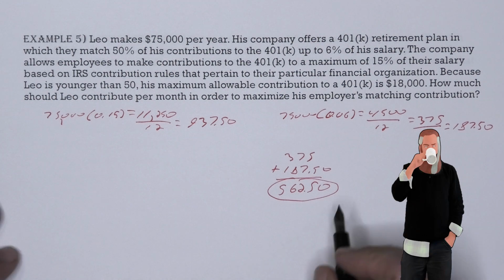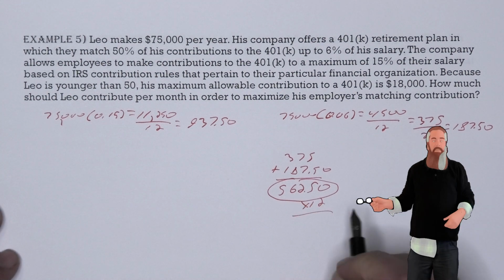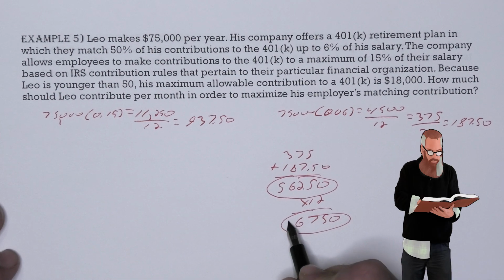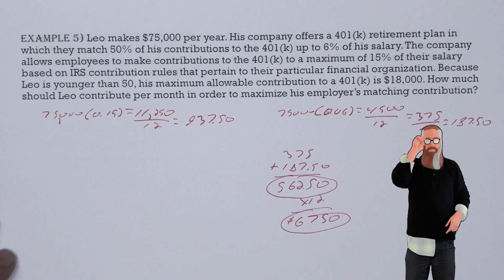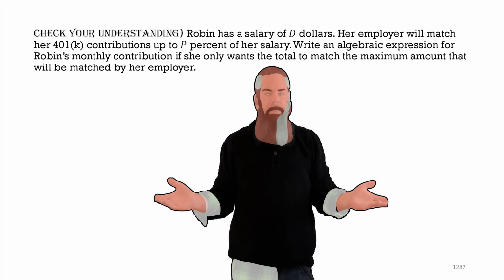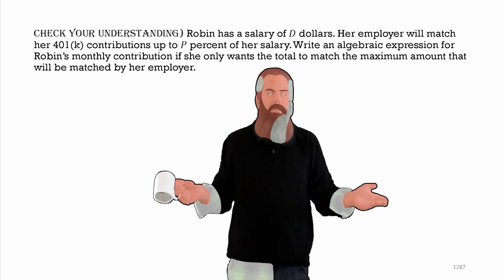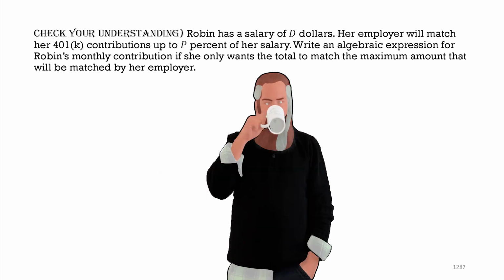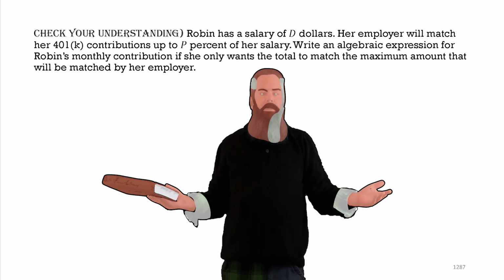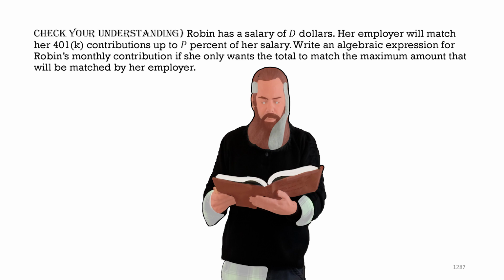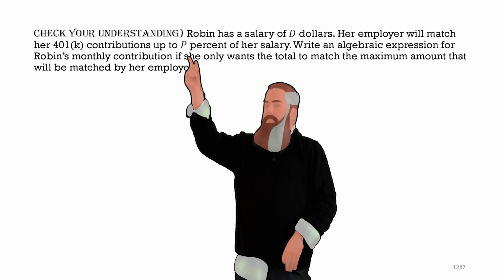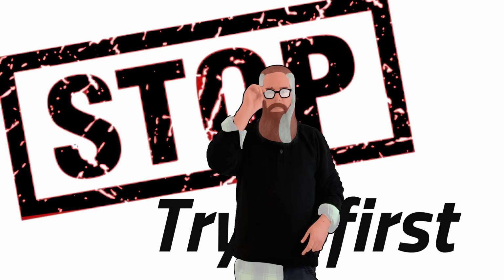The total amount of deposit into his 401k account multiplied by 12 will bring him to $6,750 per year. Let's check your understanding by looking at Robin, who has a salary of $D. Her employer will match her 401k contribution up to P% of her salary. Write an algebraic expression for Robin's monthly contribution if she only wants the total to match the maximum amount that will be matched by her employer.